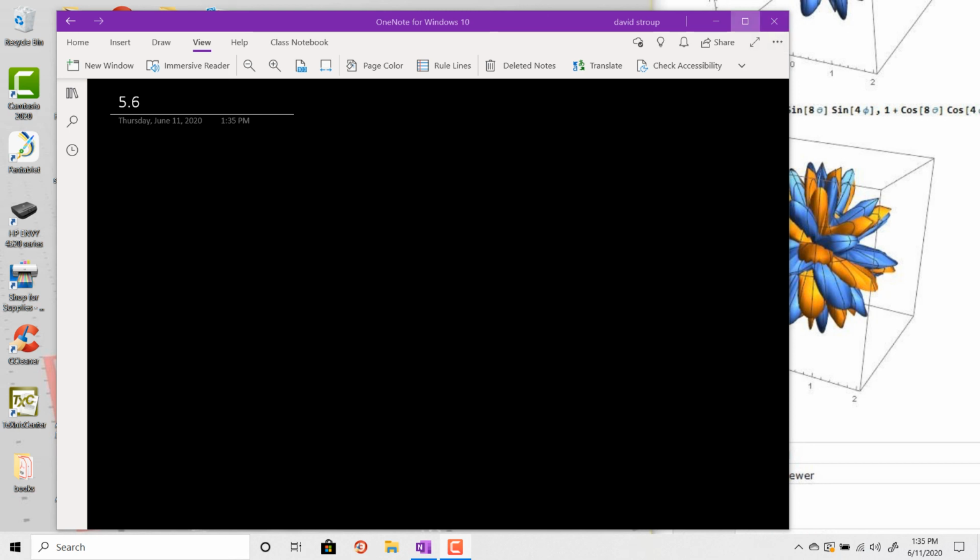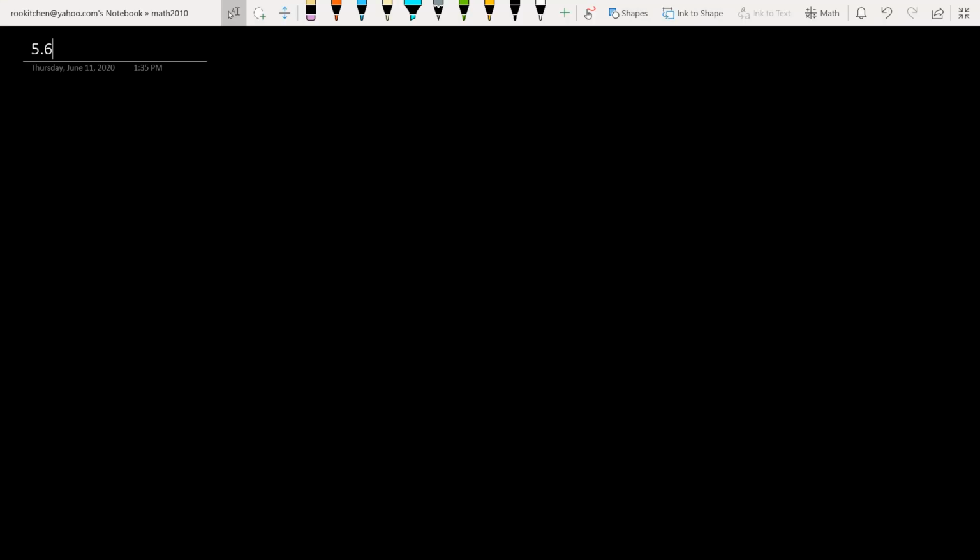Okay, welcome back. This is 5.6. We'll talk about defining sequences recursively. Ultimately, we'll want to find closed forms for these recursive sequences. The Tower of Hanoi is in this section, if you've ever heard of that, and the Fibonacci sequence. Okay, so let's get started here without further ado.